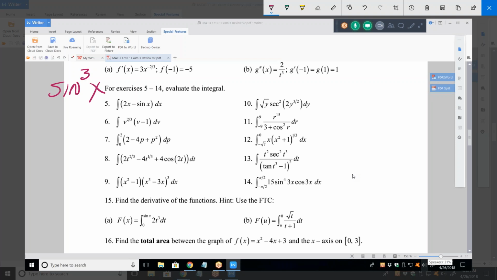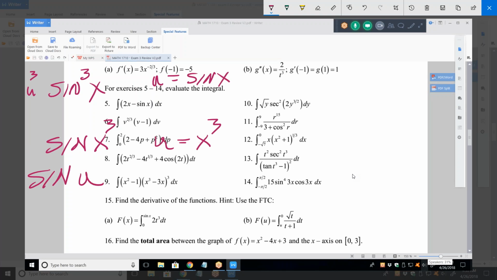rule, but there is one situation that confuses most of my students, and that's the difference between these two. u is different. In this case, u is sine of x, because that would make this u cubed. In this case down here, u is x cubed, and that makes that sine of u. Notice the difference. I can differentiate u cubed.